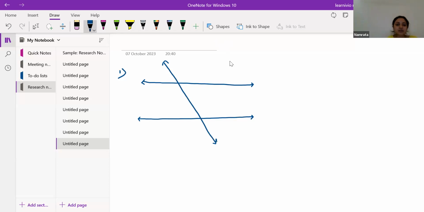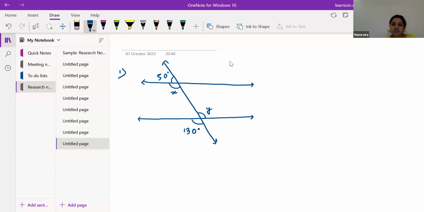Here we are having 50 degree. Here we are having X. Here it's Y. And here it's 130. Let me read the question, what exactly the question is asking.